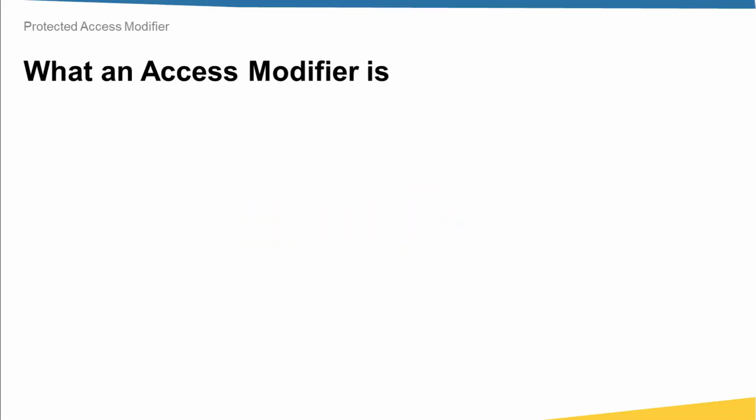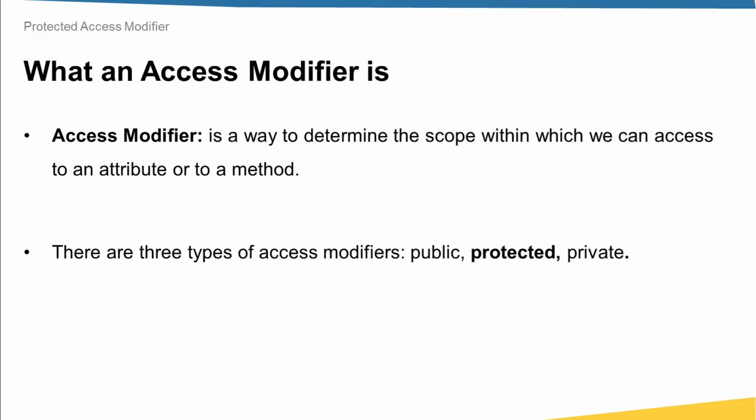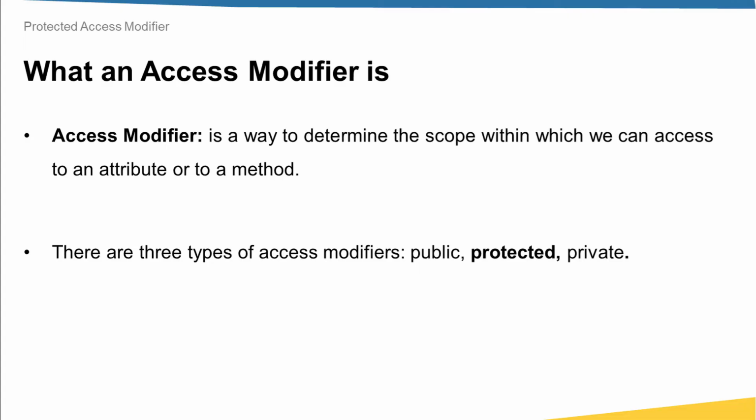In the previous lecture, we talked about access modifiers in general. We saw that an access modifier is simply a way to determine the scope within which we can access attributes and methods. Also, we mentioned that we have three types of access modifiers: public, protected, and private. Mainly in this lecture, we are talking about the protected access modifier.